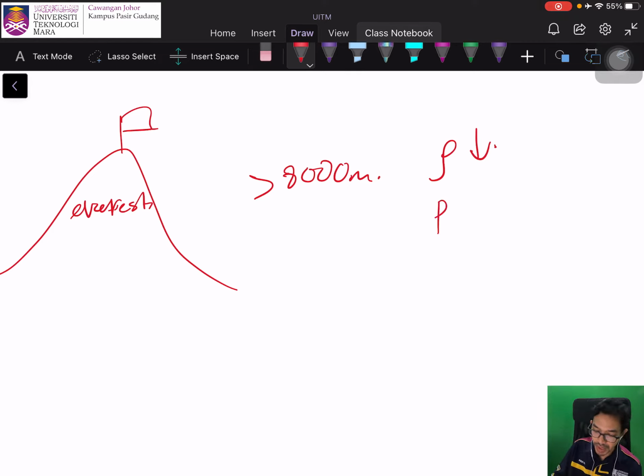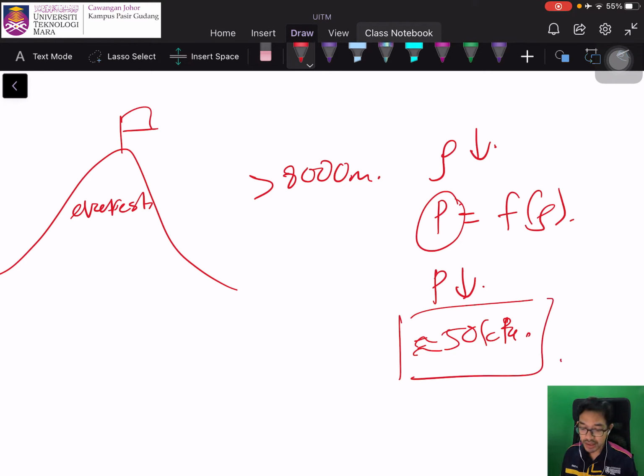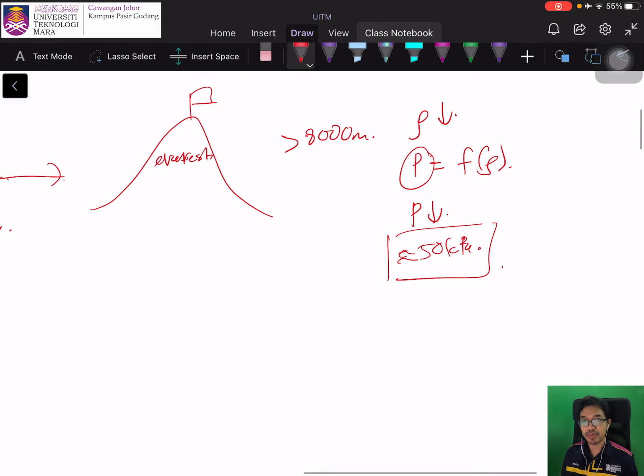Because pressure is a function of density, if you have a lower density, you also will experience a lower pressure here. Let's say it's around 50 kPa. So what will happen if we boil the water at this value of pressure? Also, if you go deep into the ocean, you will have a different value of pressure, because the pressure there is due to the weight of the water. The pressure will be different also.